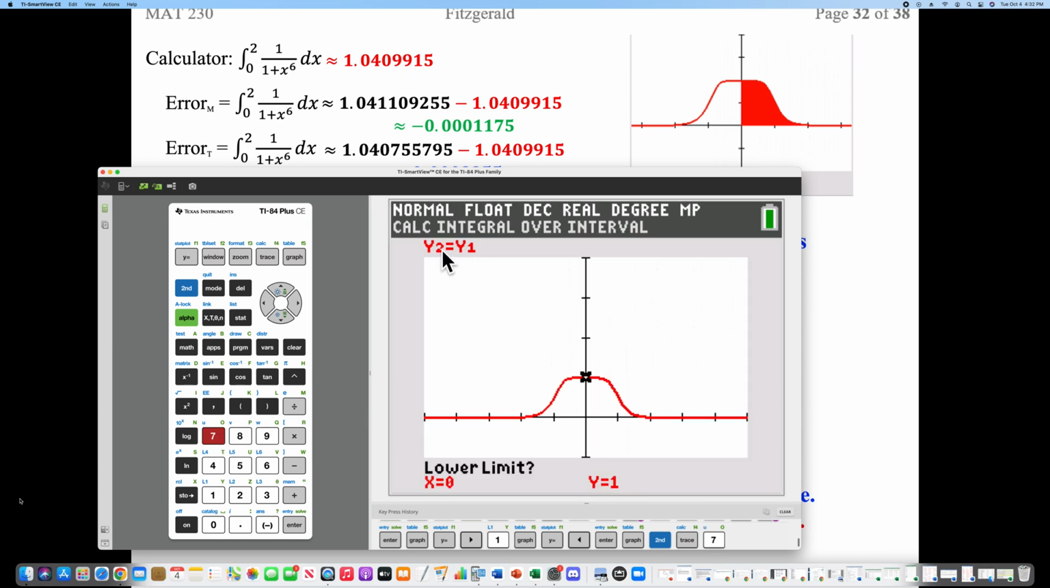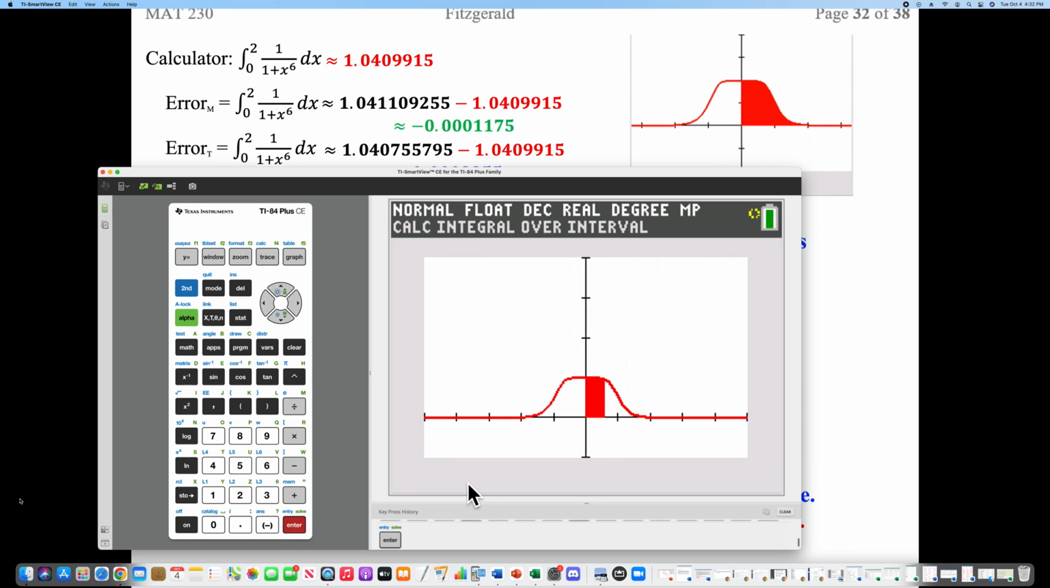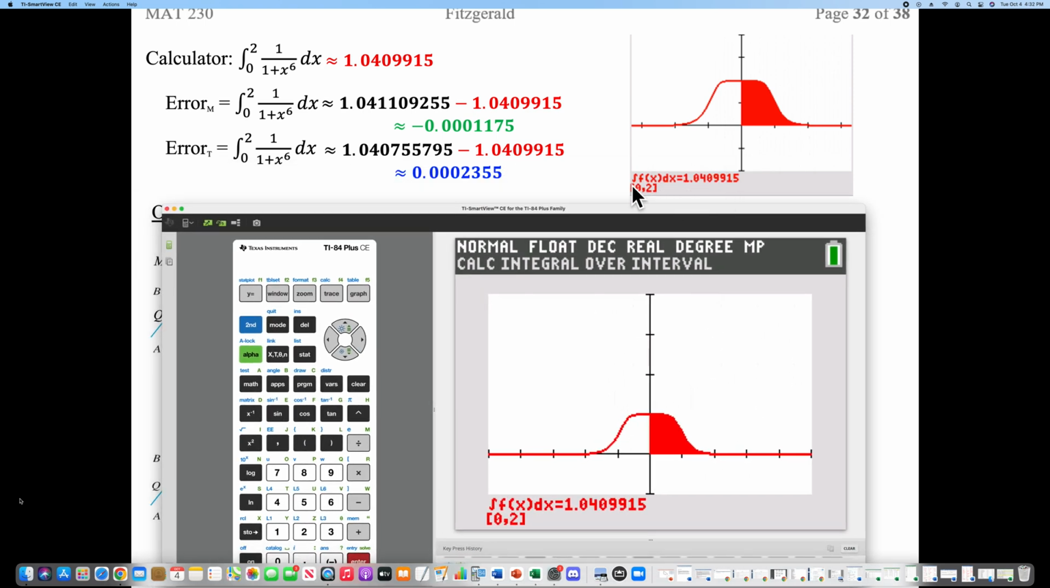And so here is our equation. I put it into y1 and transferred it to y2, so it would be in red. But I have 1 over 1 plus x squared in y1. You've got to give it a lower limit, which is 0, so just go ahead and hit enter. An upper limit, which is our upper bound 2, hit enter. And it calculates the area out perfectly. So that's where this number here is coming from.